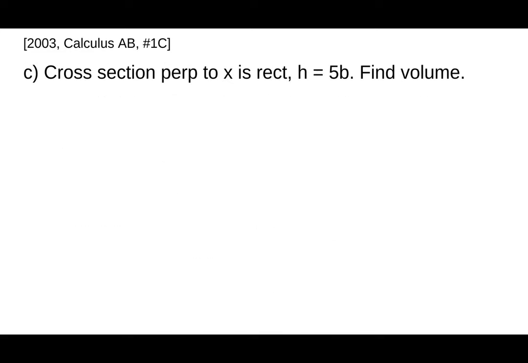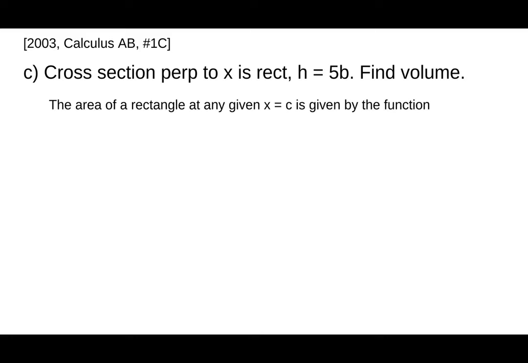In part C of this question, we are asked to find the volume of the solid when cross sections taken perpendicular to the x-axis are rectangles where the height is 5 times the base, and the base would just be the difference between those two function values at whatever value of x we are at that time. Right, so the area of the rectangle, at any given value of x, its base is one thing, and then its height is 5 times that base.